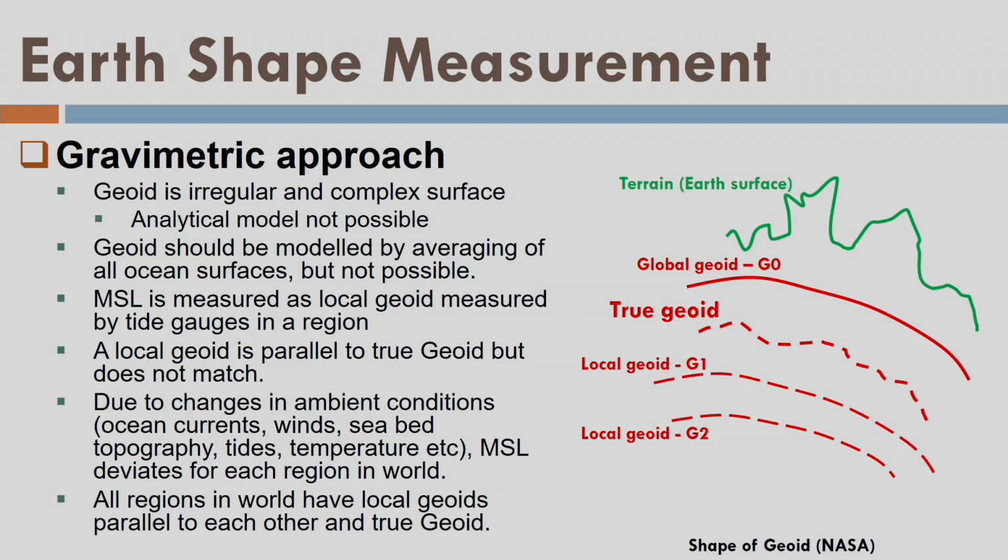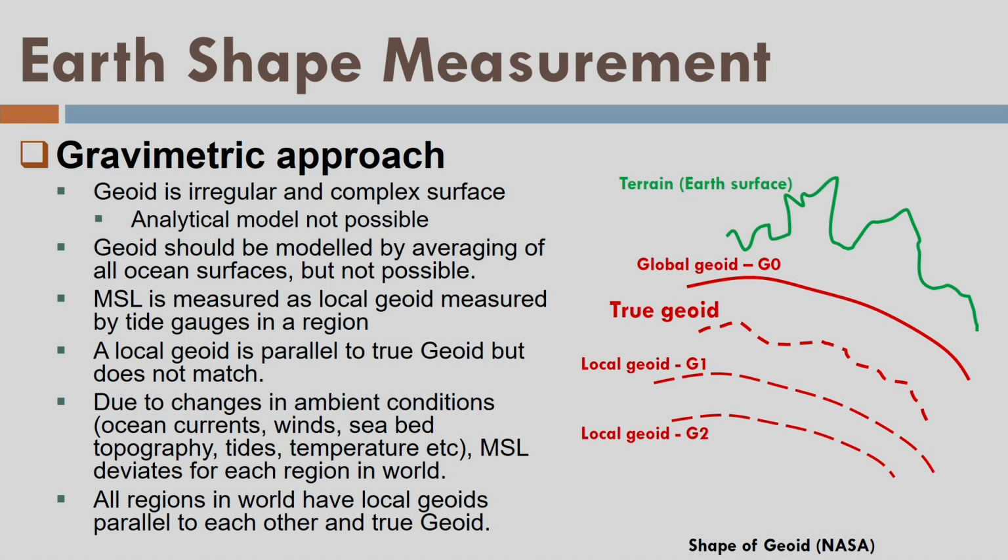Let us say there is a terrain shown in the green color, and if I fit the average surface through all the oceans, I will get the global geoid represented by G0, which is the firm red line here. Now I also have the true geoid, which as I said is very irregular, and in the last picture I have already shown it. So let us say the true geoid is also there.